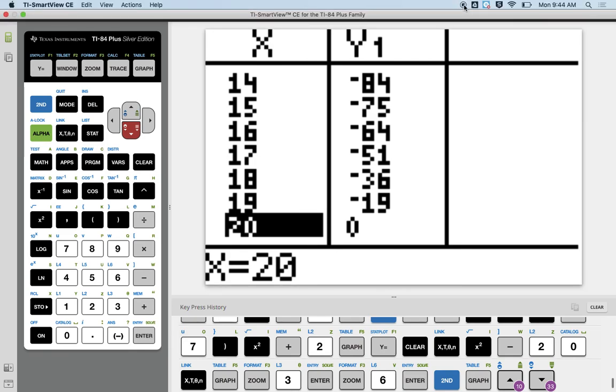So that's how to use your calculator to help you out. All right, enjoy. Reach out if you have any questions.